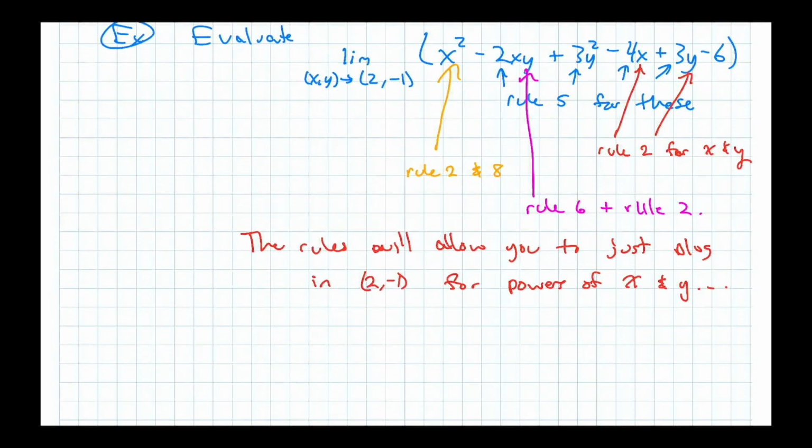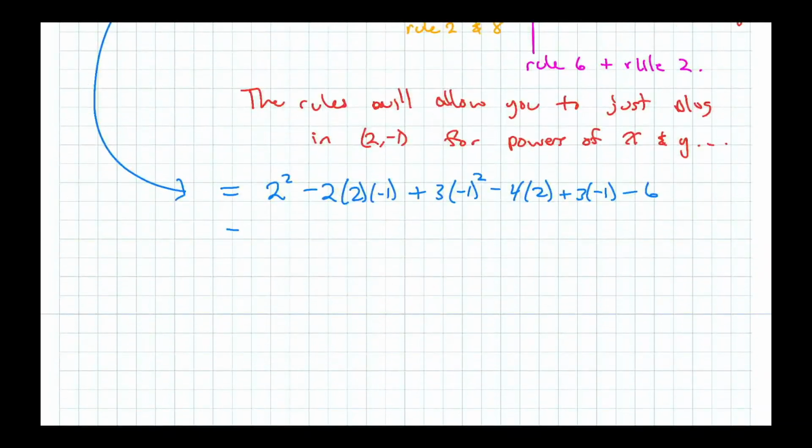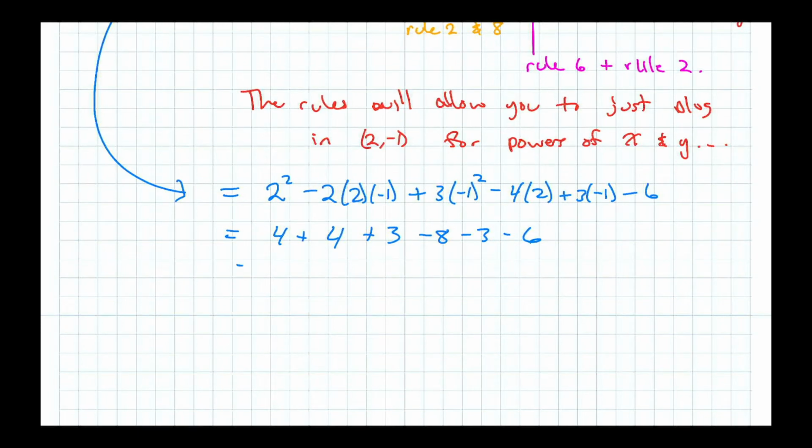So when I'm doing that, let's fit this on the screen. We can say this limit is going to be equal to, and just do what I said, plug in the x and the y. So x squared is going to be 2 squared, minus 2xy is going to be 2 times 2 times negative 1, plus 3y squared, y is negative 1 squared, minus 4x, x is 2, plus 3y, y is negative 1, minus 6. And you just work that out. 4 plus 4 plus 3 minus 8 minus 3 minus 6. Okay, what do we get? So we have 8, 11, 3, 0, negative 6. Is it negative 6? I'll just check that to see if I wrote it right.